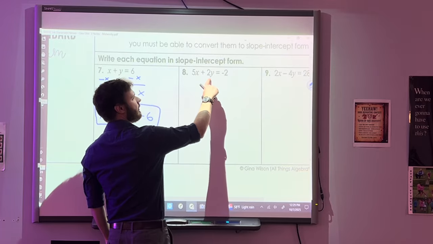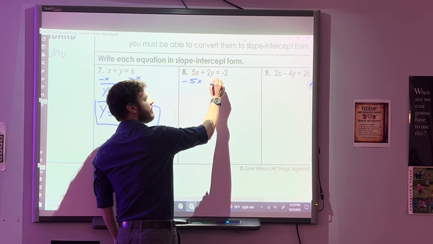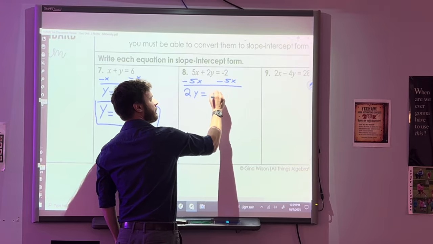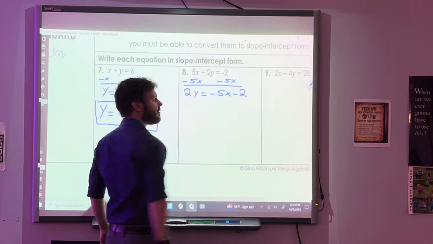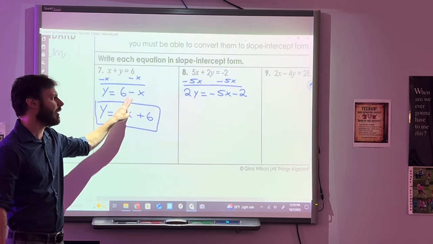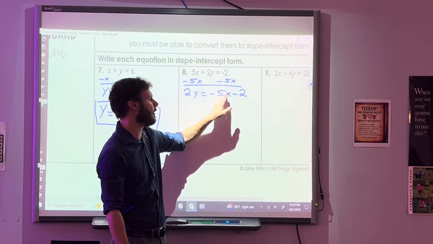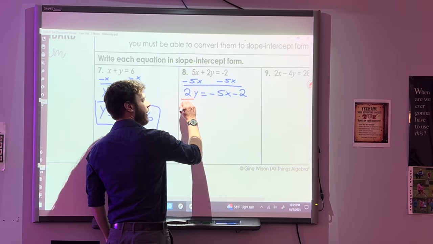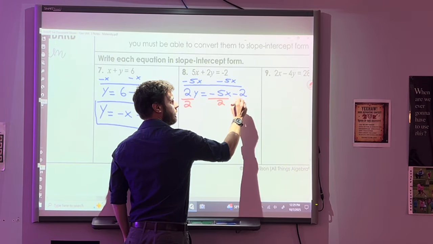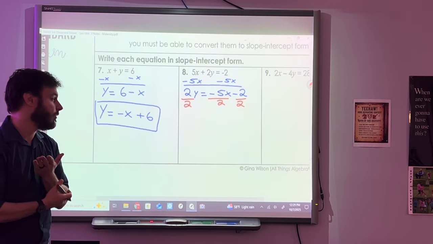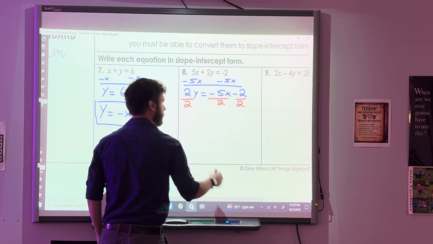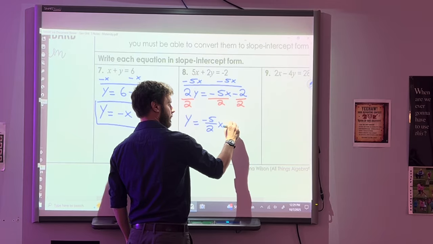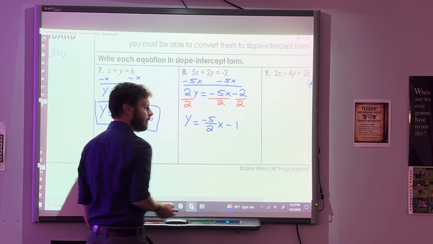Same thing, I want to get this y all alone, so that 5x needs to move. This time I'm going to write the x first because I know I'm going to swap it anyway. So I'm going to just put this first when I write down on this side. And then I'm not quite done getting the y all alone. Like it's all alone on the left, but there's that 2 in front of it. And then 2 over 2 becomes 1.